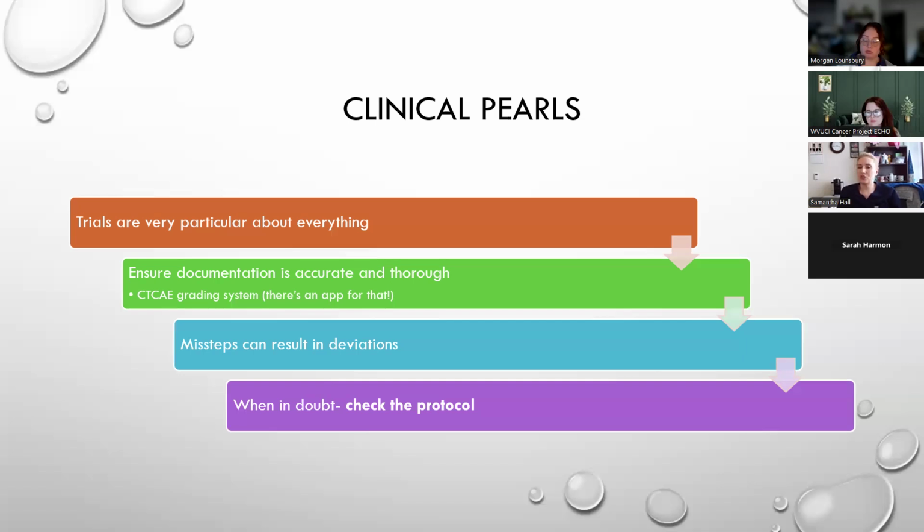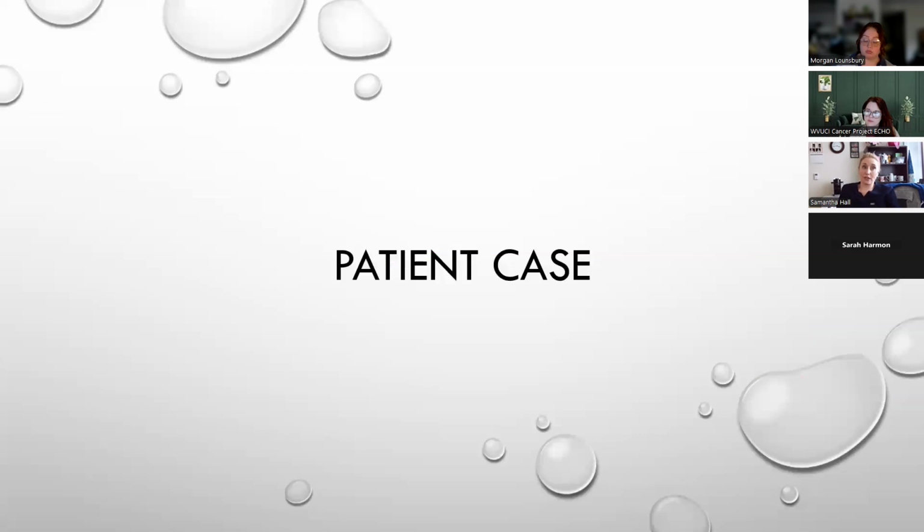When in doubt, check the protocol. That protocol is your best friend when you put a patient on trial because it has everything spelled out in it. There have been a couple of times where I'm not exactly sure what the trial wants or what the protocol says because it can be a little vague, in which case you can contact the sponsor and they can guide you on whatever they want, because their name, phone number, and email address is in there, and they're usually very responsive. Next. Okay, so let's go through a patient case.